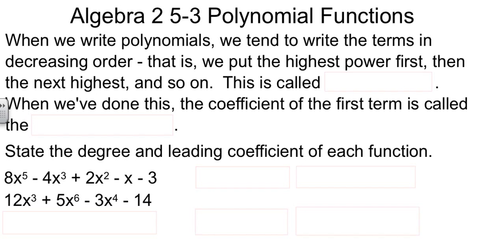This is Algebra 2, Chapter 5, Section 3, in which we will be studying polynomial functions. Now, typically, when we write polynomials, we'll put the terms in decreasing order. Put the highest power on the variable first, then the next, down the line. This is what's called standard form. Getting the polynomial so that the terms are in the order that we like is standard form.